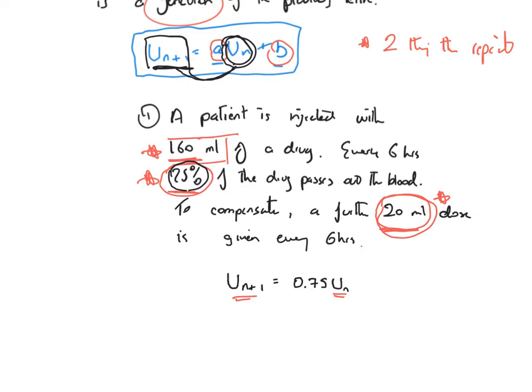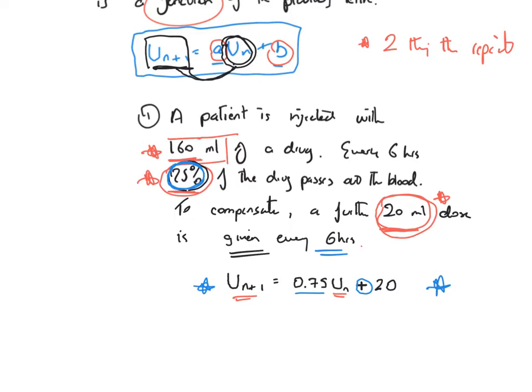Now, at that point, we've then got another 20 millilitre dose. Would we take away or add that? Well, if you think about it, a further 20 millilitre dose is given, so that's added to the bloodstream, so that would be plus 20. Let's go over that again. 25% of the drug passes out of the bloodstream, which means 75% remains, but you're also given this plus 20 to compensate. We're going to go further with these questions and calculate something afterwards, but the first thing we want to establish is, can we generate a recurrence relation? And that's the first example.